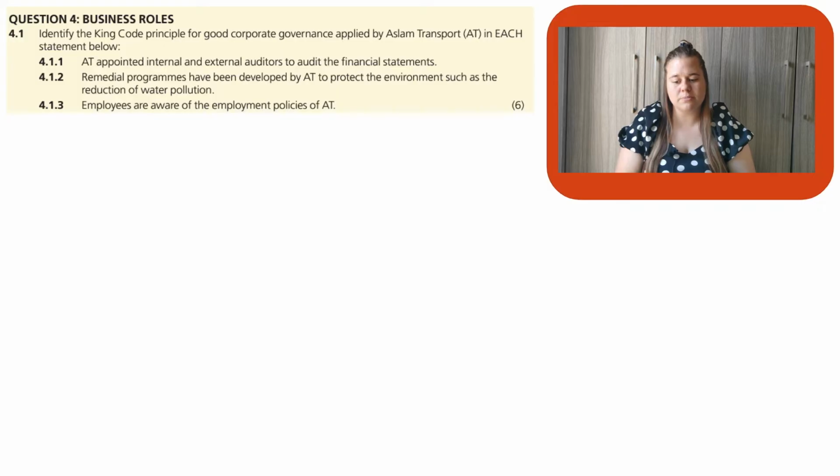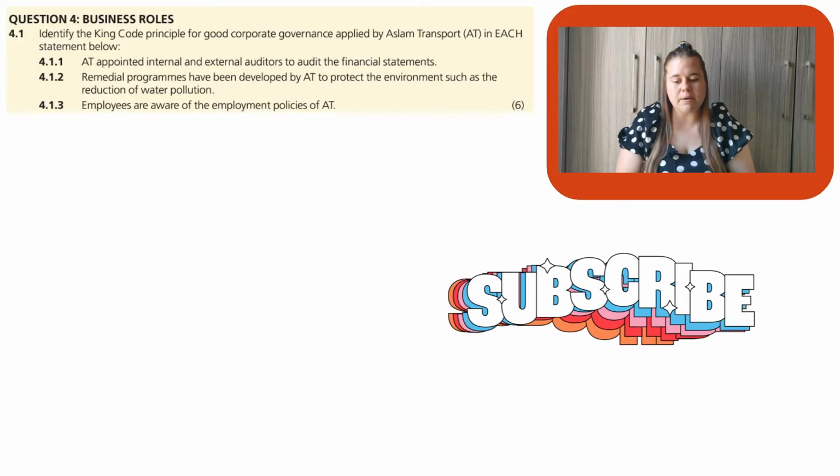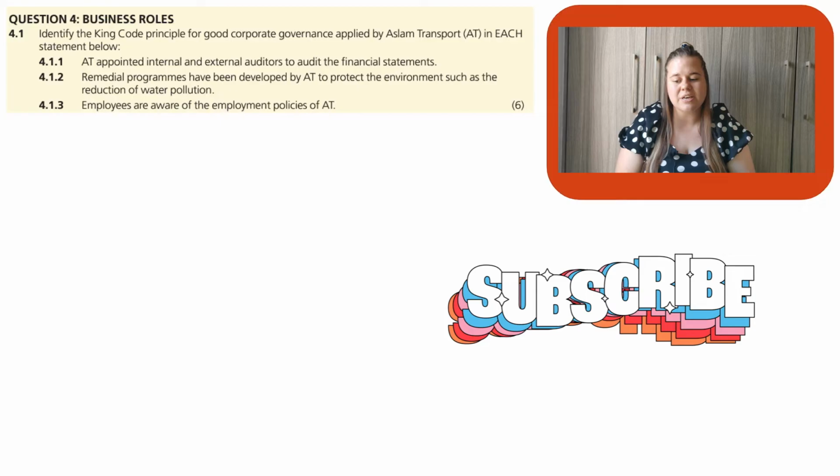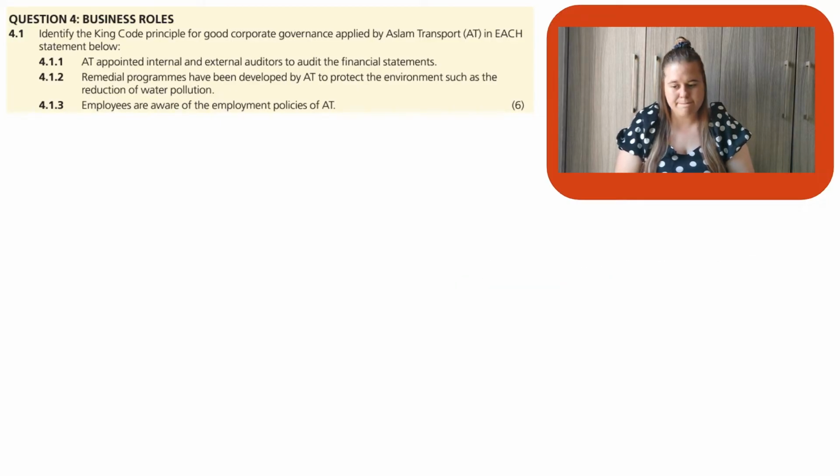All right, question 4. Identify the King Code principle for good corporate governance by applying Aslam transport in each of the statements below. So identifying, here we have 3 options for 6 marks, so it's 2 marks each. AT appointed internal and external auditors to audit their financial statements. Remedial programs have been developed by AT to protect the environment, such as reduction of water pollution. And then employees are aware of the employment policies at AT.